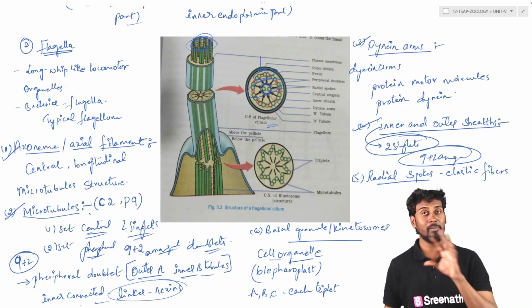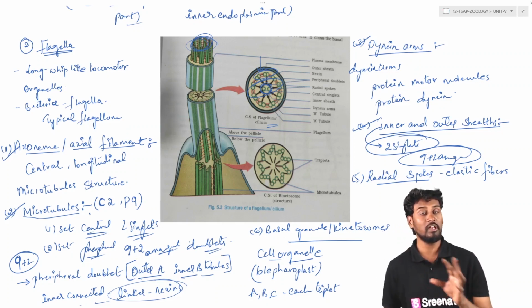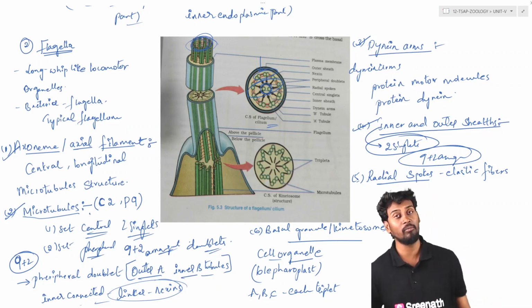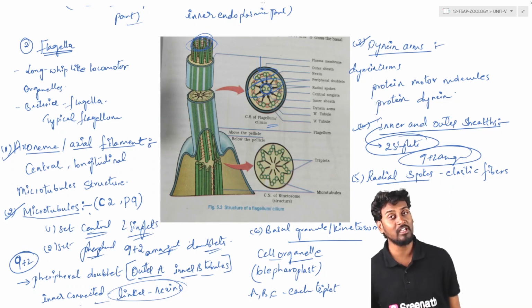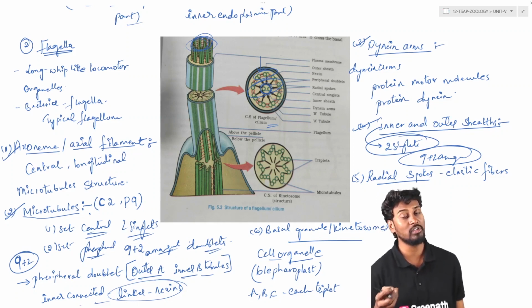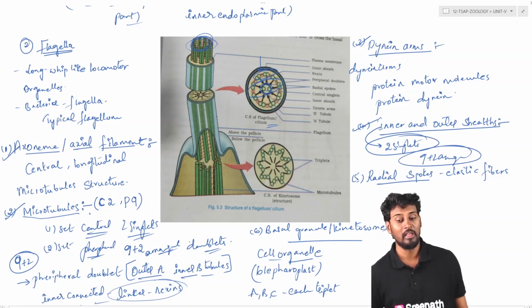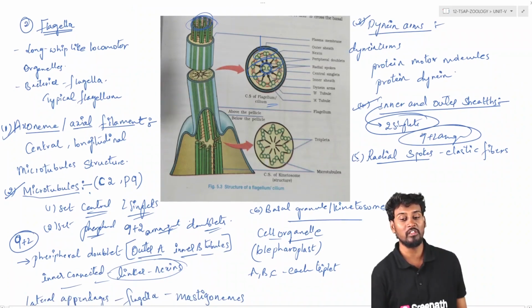So ఈ 9+2 తీసుకున్న doublets తీసుకున్న singlet తీసుకున్న they are generally consisting of microtubules, and we can see the microtubules are the ones which make all these kinds of singlets and doublets. And finally now we are going to discuss the radial spikes. So what are radial spikes?